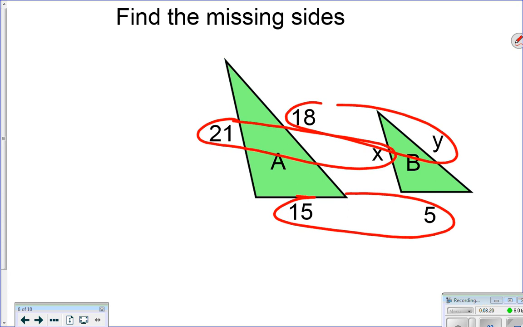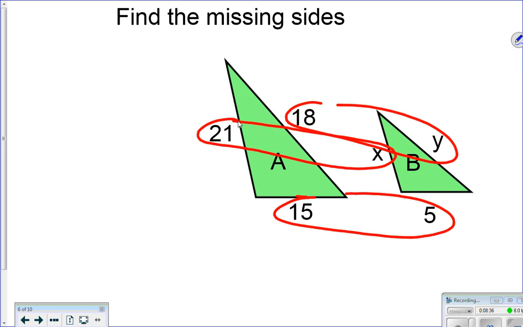Or you could do it like I did before and say, okay, on A, I'm going to do these, and on B, I'm going to do those. So it's up to you how you want to set things up here. Just remember, what you do on one side, you have to do on the other. So let's solve for x first.